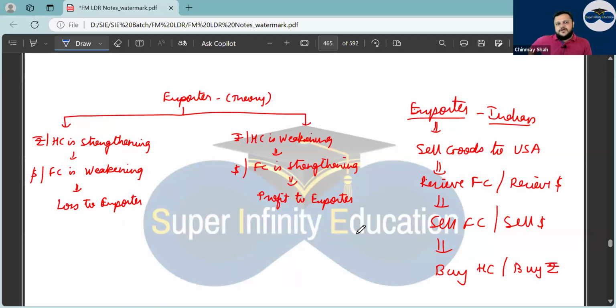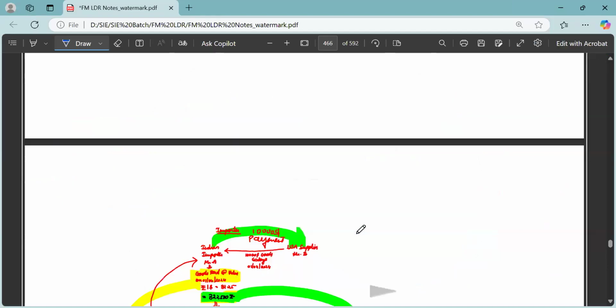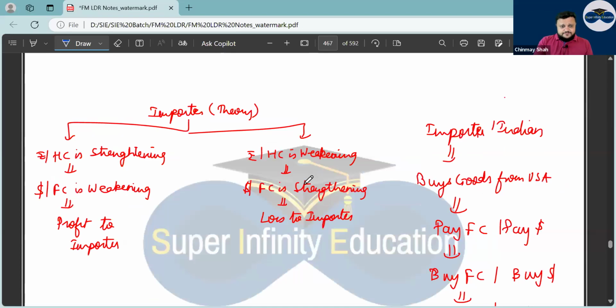Correct. Exporter, whenever home currency is strengthening, correct? Home currency strengthening, will he be at a loss or will he be at a profit? Tell me. Loss. He will be at a loss. Whenever home currency is strengthening or foreign currency is weakening, he will be at a loss. Correct or not? Tell me. But whenever home currency is what? Weakening, that is foreign currency is strengthening, he will be at what? Tell me. Profit. Correct or not? This is rule 3. Rule 4.